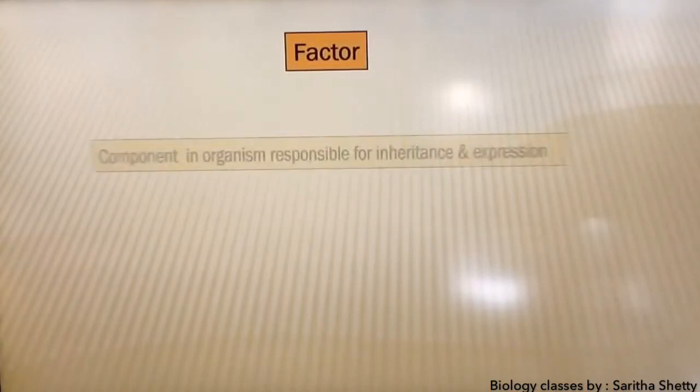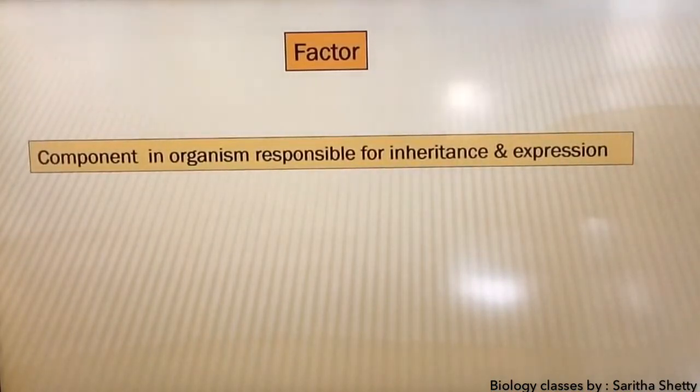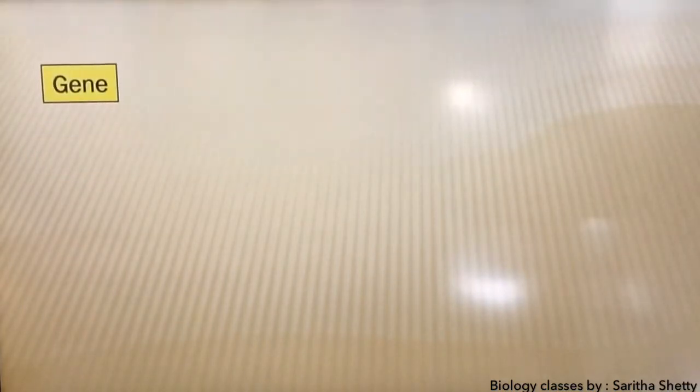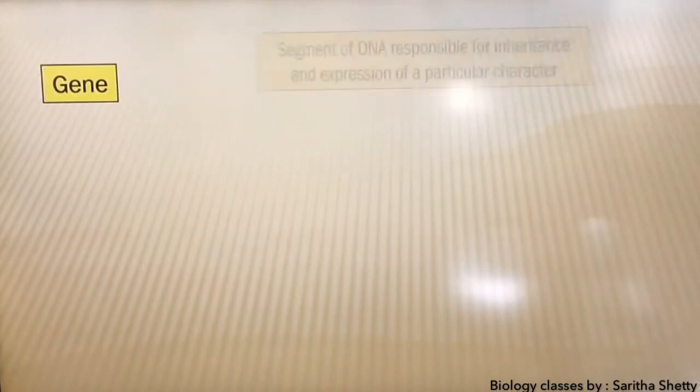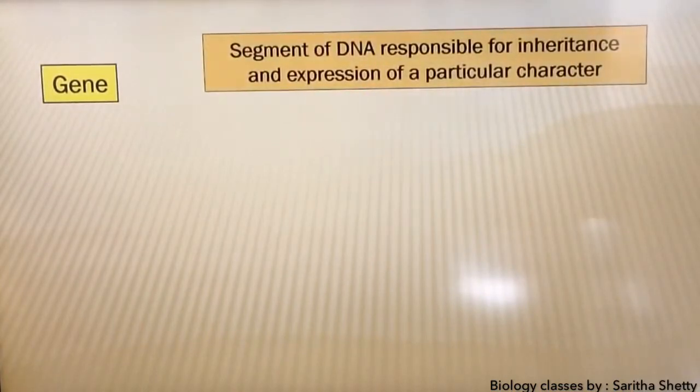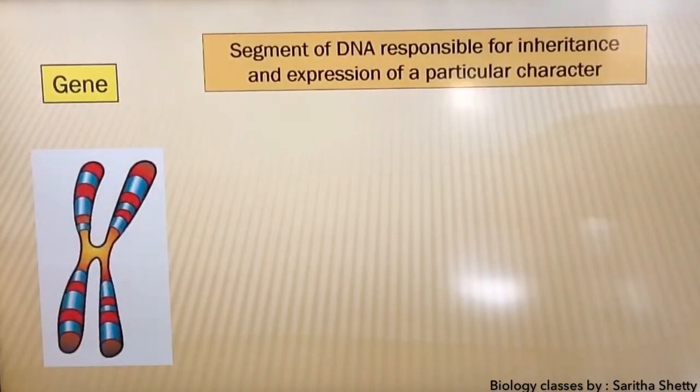To begin with, what is a factor? Factor was a term introduced by Mendel, the father of genetics. So factor is a component in an organism responsible for inheritance and expression. We move on to the next term, that is a gene. The modern scientific world, after Mendel, referred to the same factor as gene. So gene is a segment of DNA responsible for inheritance and expression of a particular character. And observe students, this is a chromosome as we represent, and it is a segment on the chromosome.